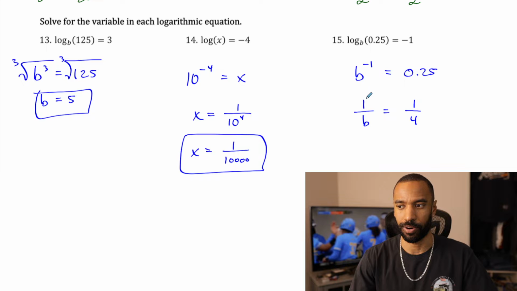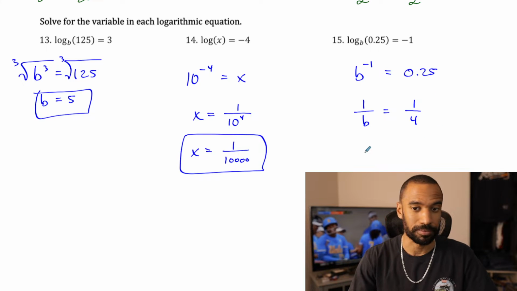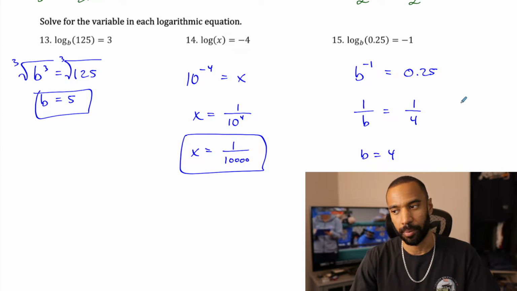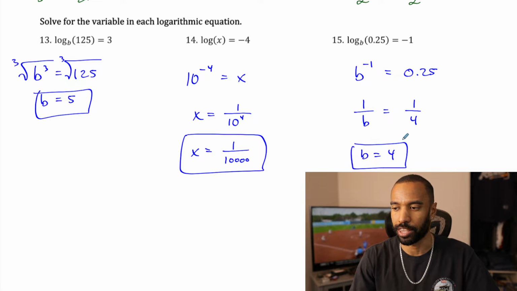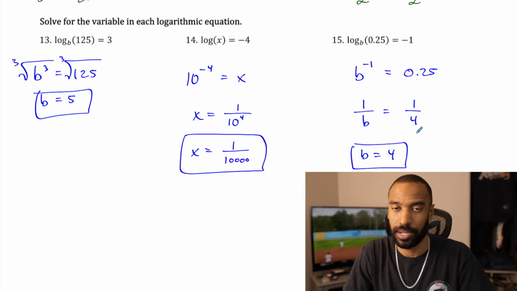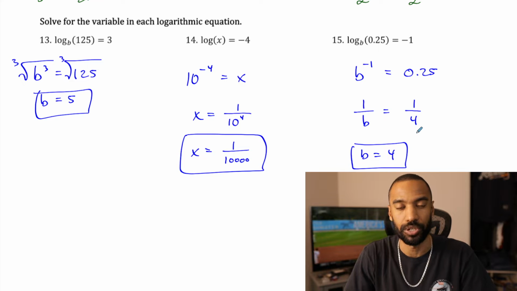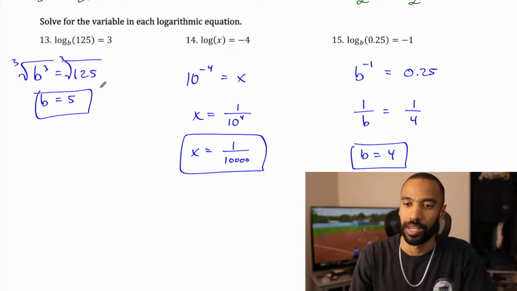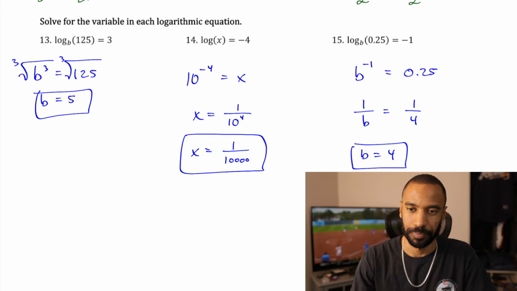Well, same kind of things as before. If 1 over b is 1 over 4, well, b is 4. Multiply both sides by b, multiply both sides by 4, you get the picture. b is 4 there. 4 to the negative first power is 0.25. So that's some of the work there. That's how we're going to do it.